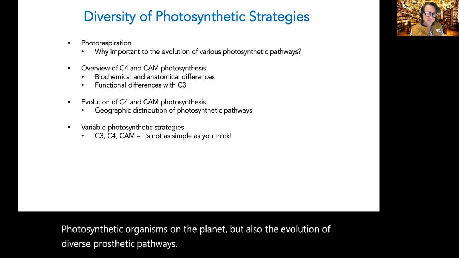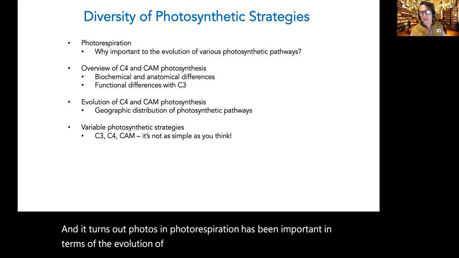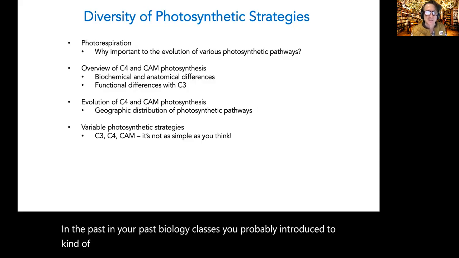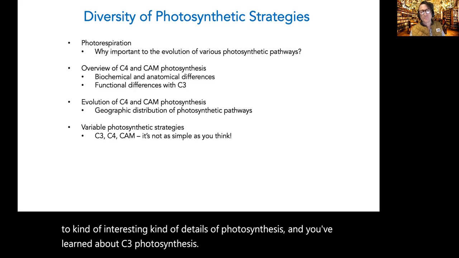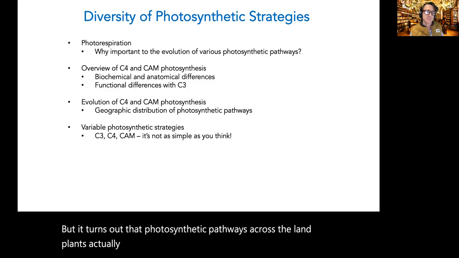And it turns out photorespiration has been important in terms of the evolution of various photosynthetic pathways. So in your past biology classes, you've probably been introduced to the interesting details of photosynthesis, and you've learned about C3 photosynthesis. But it turns out that photosynthetic pathways across the land plants actually vary quite a bit. And so today we're going to be providing a brief overview of this important variation.